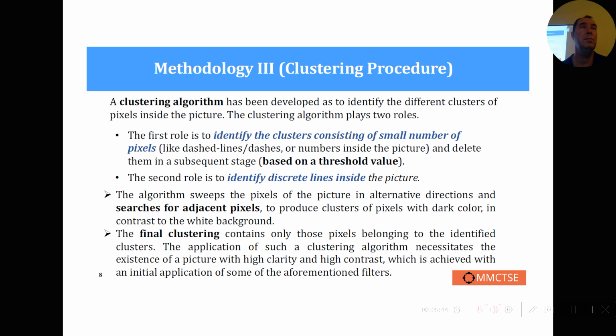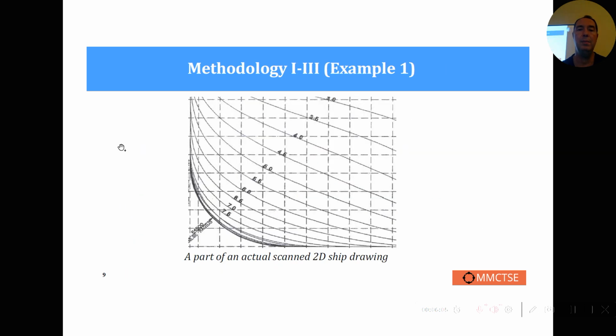A small number of points will usually be dust lines, for example, what we saw on the grid in the first picture. So we swap the picture and the pixels in alternative directions, and with that we produce these clusters of pixels with dark color on a white background. And I will show you a picture of a part of an actual scanned 2D SIP drawing.